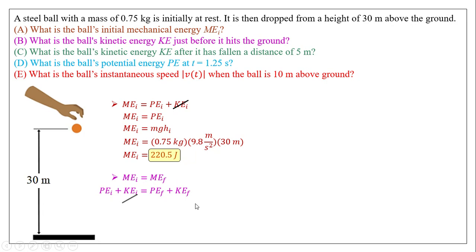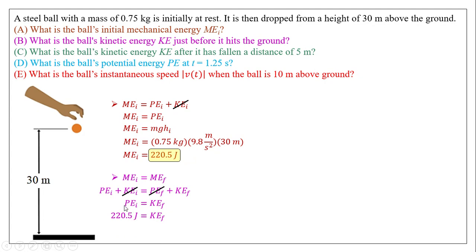But as you can see here, I can cross out certain things. KEI I can cross out because this initially starts at rest. And then PEF I can cross out because it says just before it hits the ground, implying that h is very, very small, which is essentially 0. So mgh would just be 0. So here we have a statement. It says the initial potential energy is equal to the kinetic energy at the very bottom, which makes sense, right? All of this energy that's stored due to gravity is going to convert itself to kinetic, all of it. So we should get the same answer.